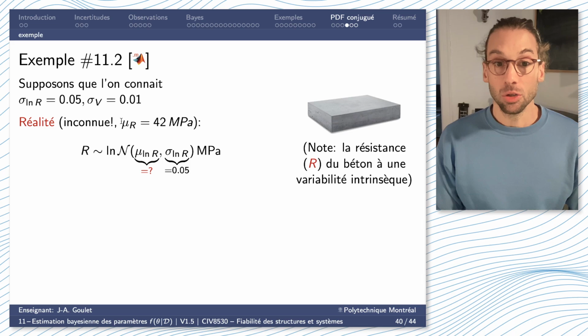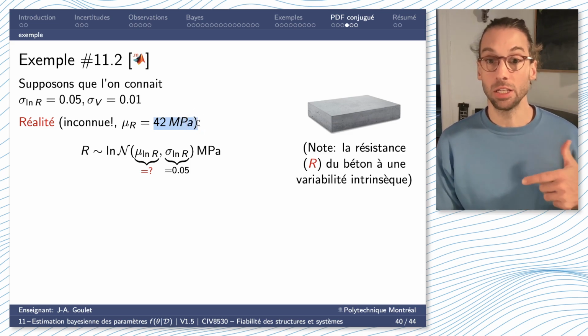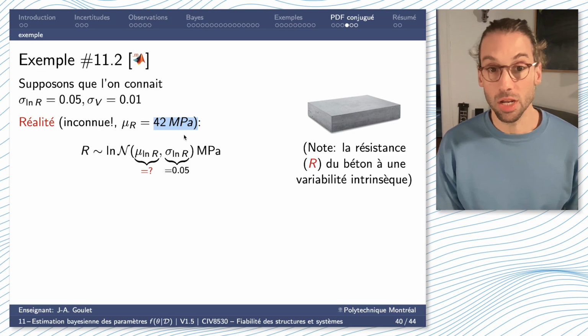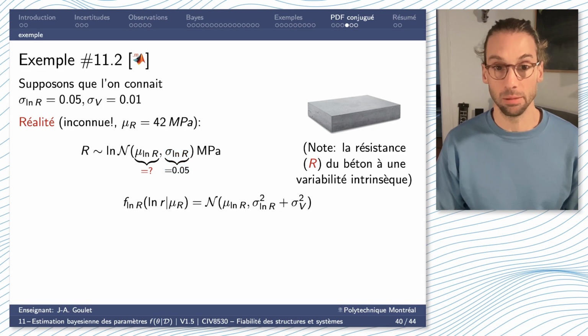In reality, we don't know what the mean for the resistance is. Okay, the reality is 42. We don't know this. We're going to try to see if we collect observations, can we retrieve that value? In that case, we're trying to model the resistance by a log normal random variable where we know the standard deviation for the log resistance, but we don't know what the mean is.